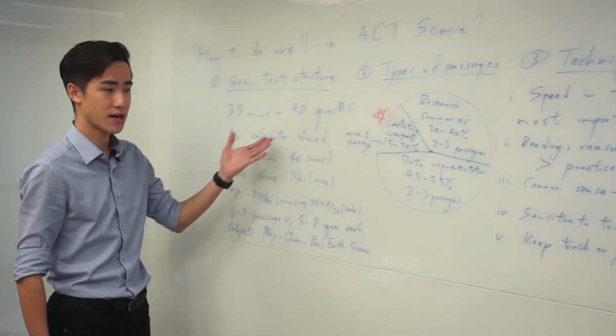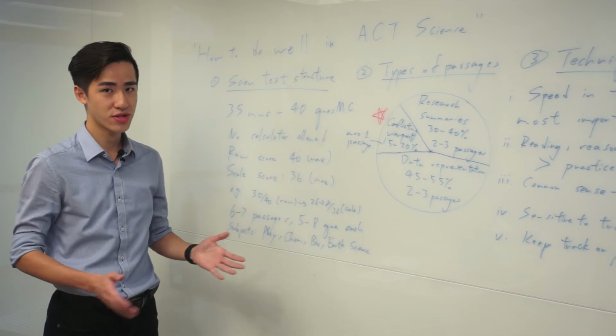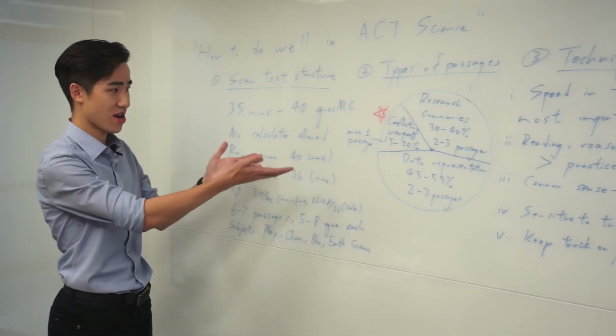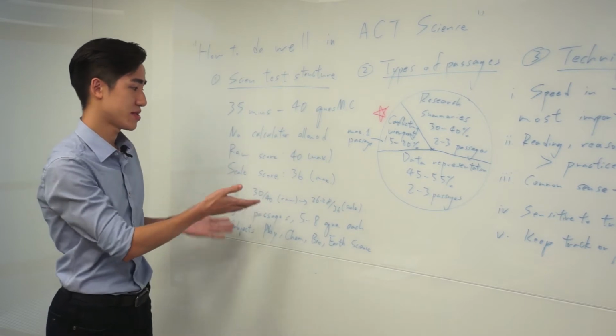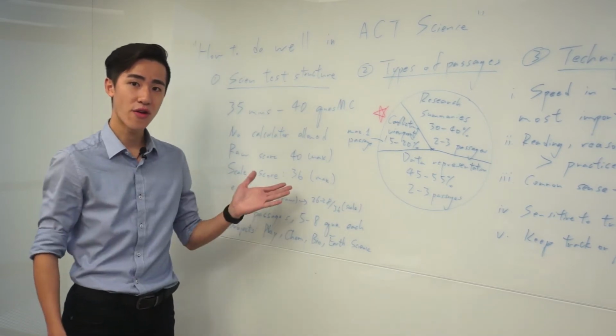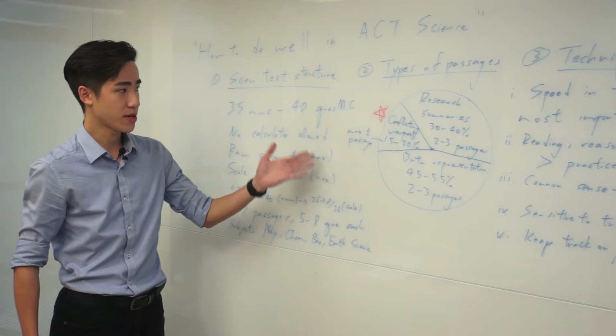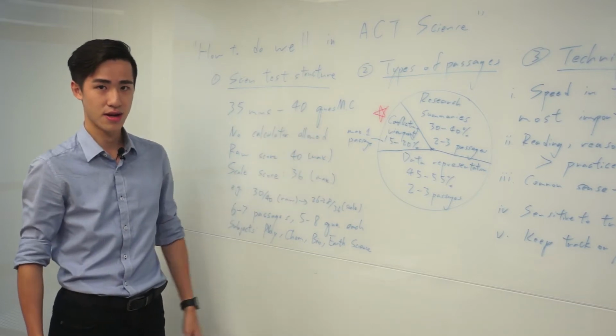You have no penalty for wrong answers, and some students find it very challenging to finish that many questions in the 35 minutes, which is quite a limited time allowed. For the raw score, we have 40 as the maximum because we have 40 questions. It is not hard to guess.